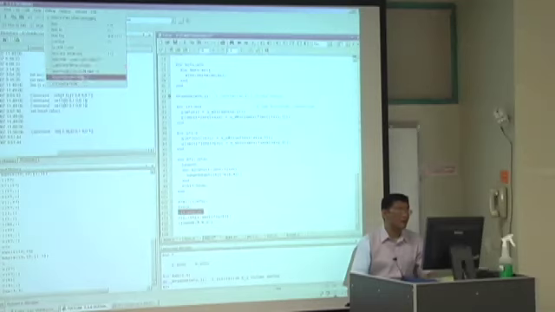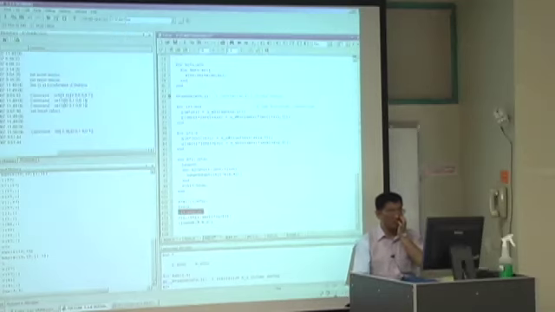Stop? Where is the stop? Exit debug mode. So let's close everything.